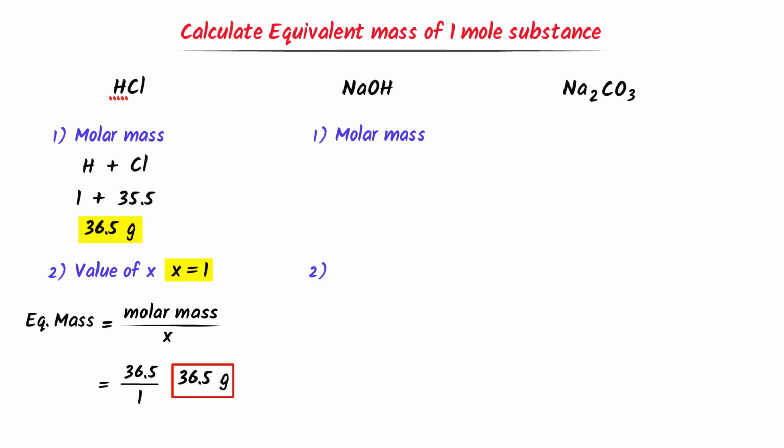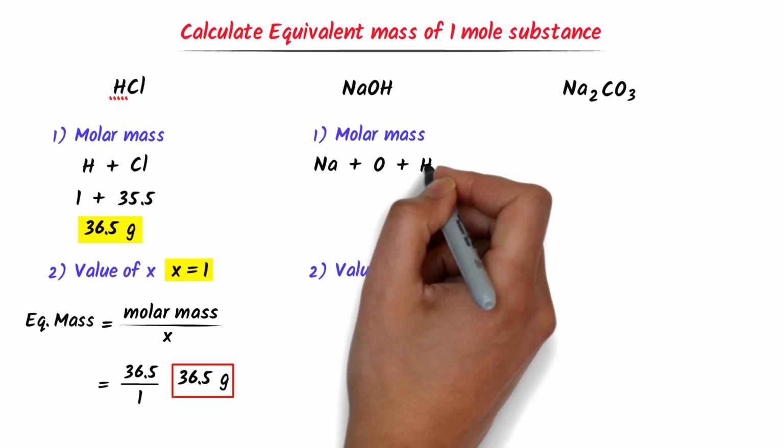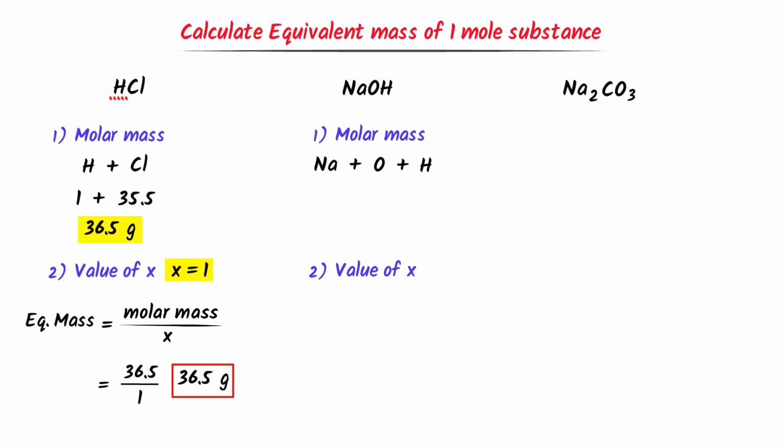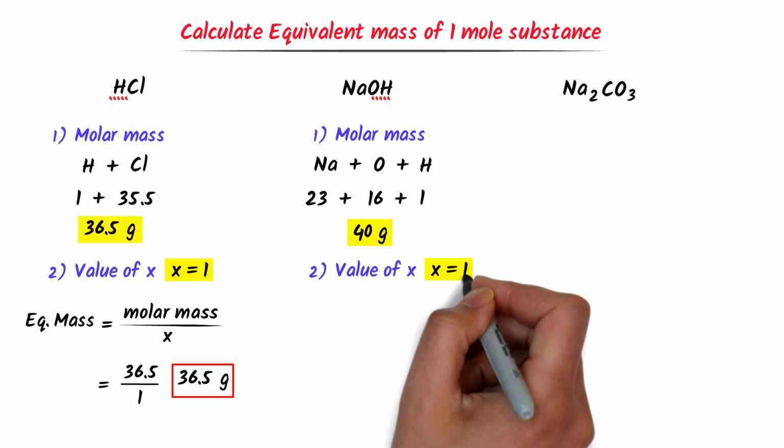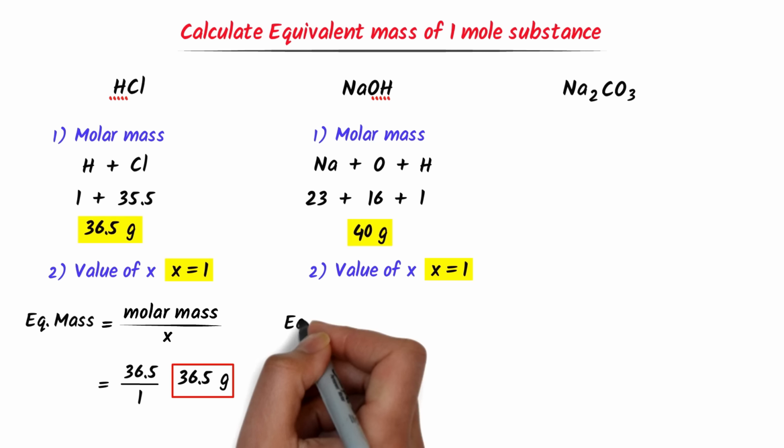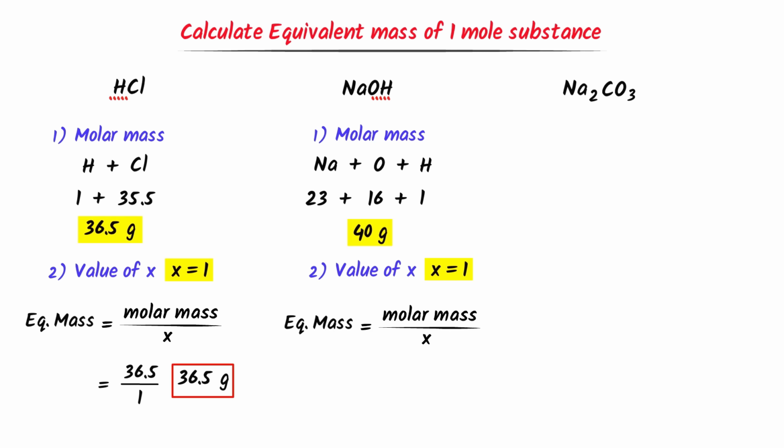In case of sodium hydroxide, there is 1 sodium plus 1 oxygen plus 1 hydrogen. The molar mass of sodium is 23 gram, that of oxygen is 16 gram, and that of hydrogen is 1 gram. I get 40 gram. Secondly, there is only 1 hydroxide ion in sodium hydroxide. So the value of X is 1. We know that equivalent mass is equal to molar mass upon X, or 40 gram upon 1, I get 40 gram.